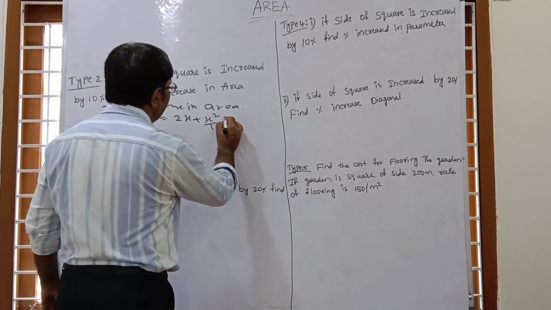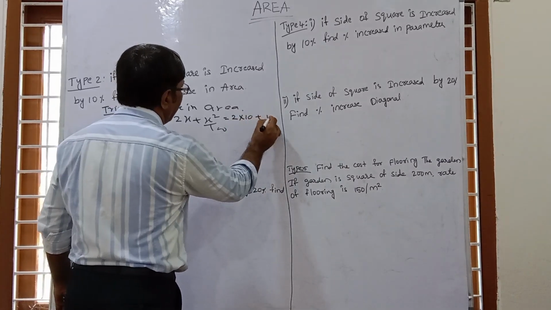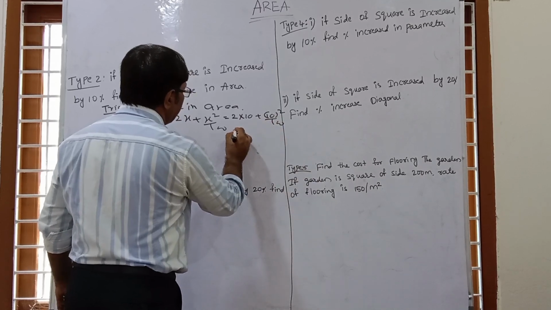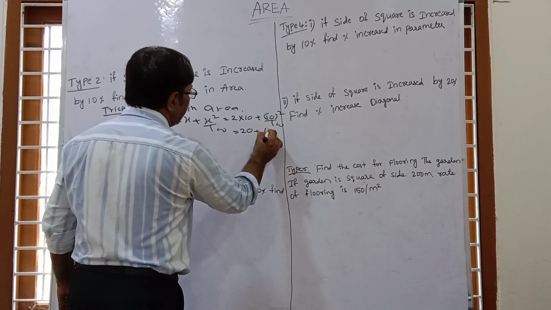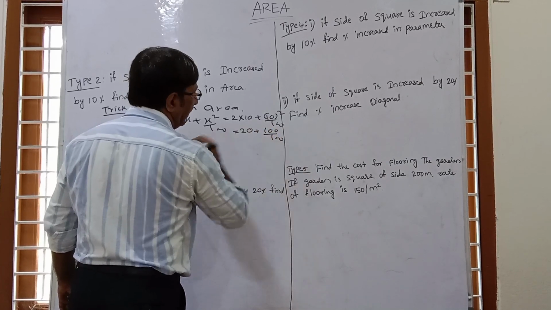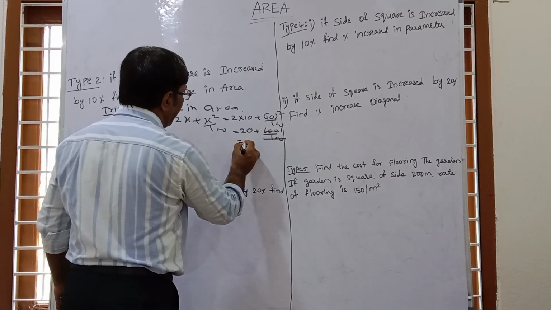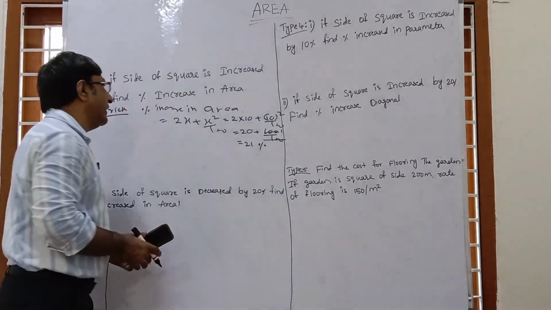So this is 2 multiplied by 10 plus 10 square upon 100. 2 10s are 20, plus 10 square is 100, and this is also 100. So this cancels out, that is 1. So 20 plus 1 is 21%. This is the correct answer.